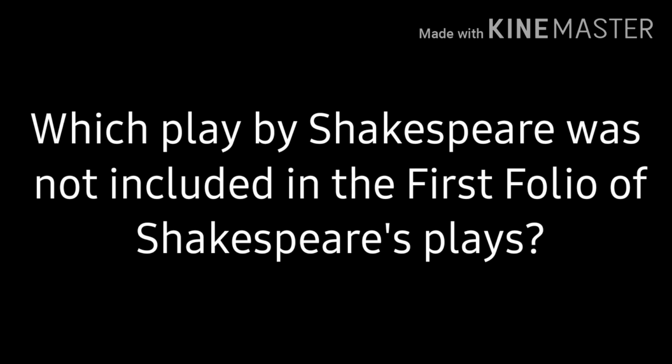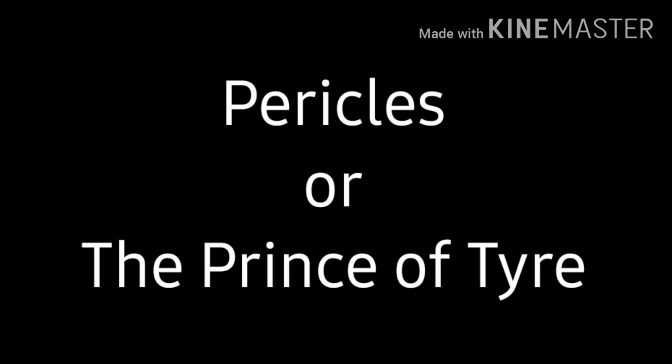And the answer to this question is Pericles or the Prince of Tyre. All other plays were included in the First Folio of Shakespeare's plays published in 1623 by Henry Condell and John Hemingway, except this one, Pericles or the Prince of Tyre. This was not included in the First Folio of Shakespeare's plays. We have to remember the name of this particular play, Pericles or the Prince of Tyre, as having not been included in the First Folio of Shakespeare's plays published in 1623. I am repeating quite a number of times. It is very important.